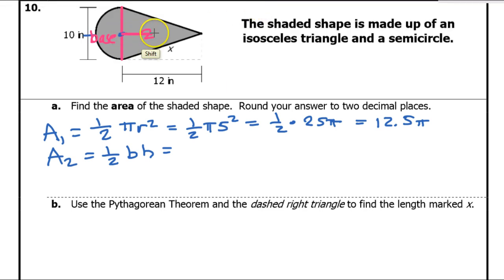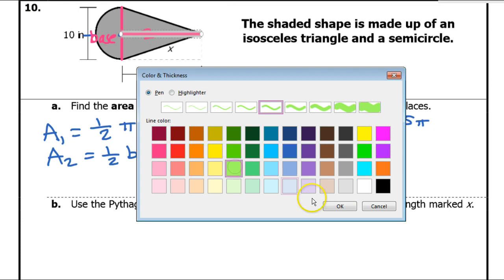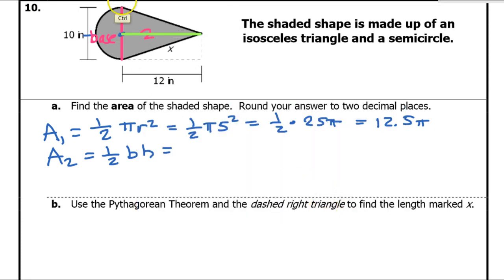The height has to be perpendicular to the base. I think I'll change colors on this one. Let's go with this green. The red line is the base and the green line is the height. As long as it's perpendicular to the base and it reaches the other vertex, then we're good. Look, we have both of those numbers. The base is 10 and the height is 12.